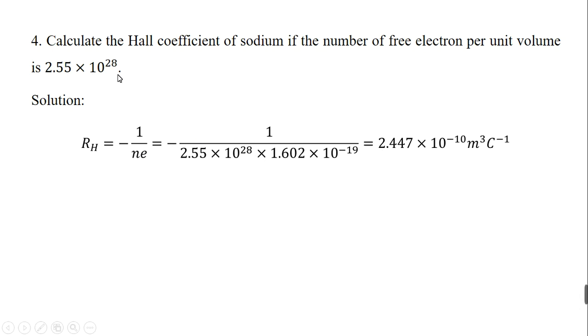The concentration of charge carriers is given, substitute that value, and the charge of the electron we know already. After doing the calculation, we will get 2.447 into 10 raised to minus 10 meter cube per coulomb. The unit of n will be per meter cube, so the unit of the Hall coefficient will be meter cube per coulomb.